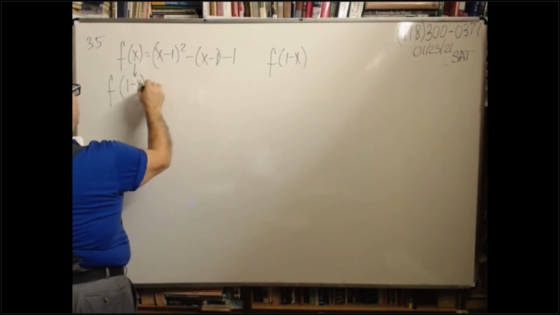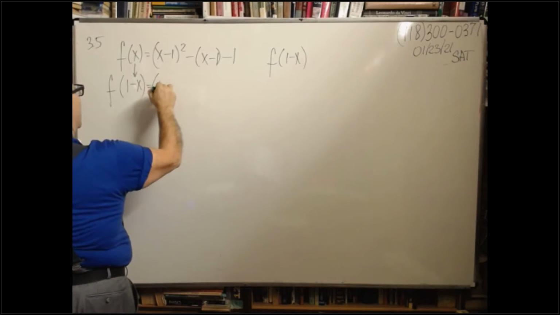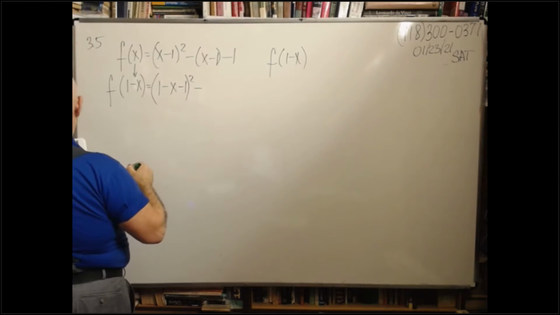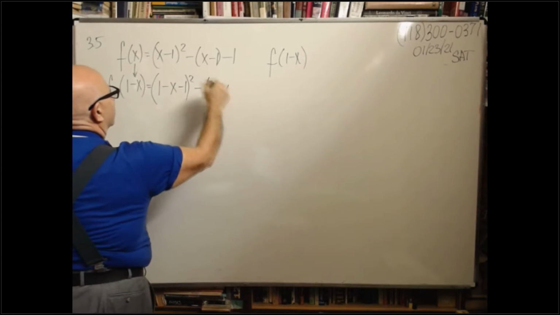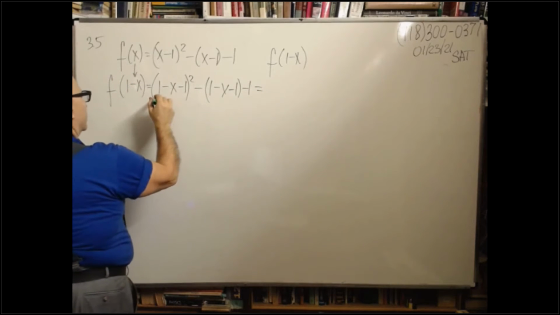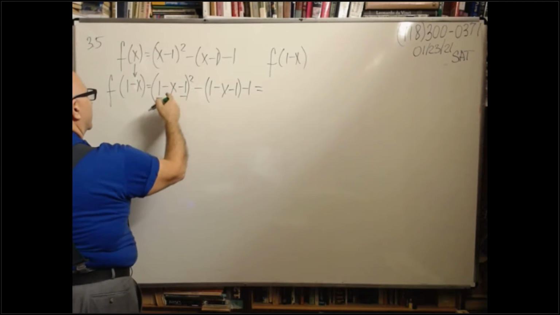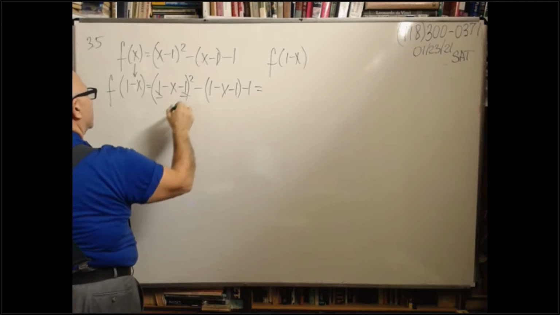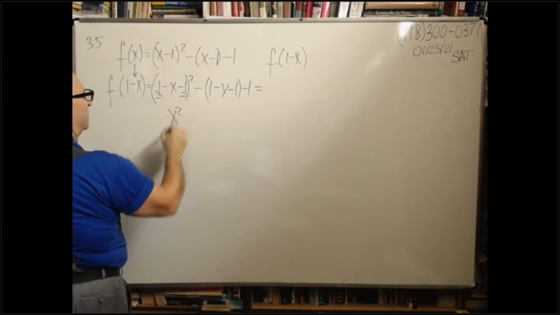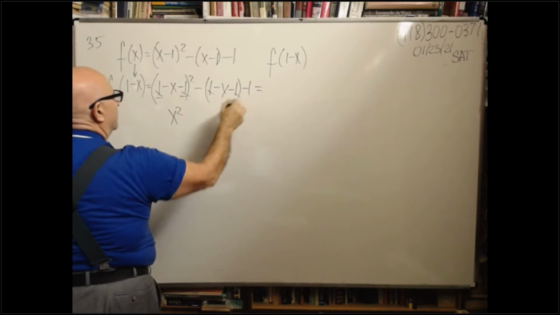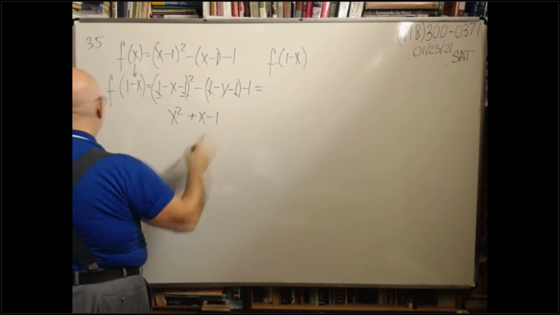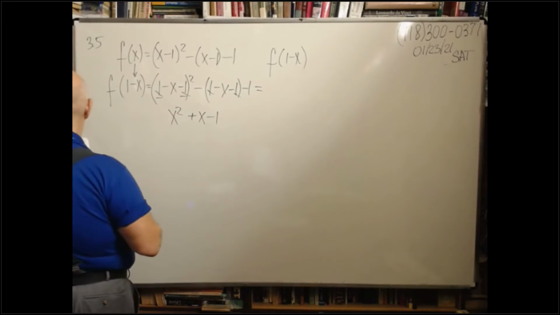You have, instead of x, 1 minus x, and minus 1 to the second, minus 1 minus x instead of x minus 1, and minus 1. Okay, cancel out this and this. You have negative x to second power. What is it? X to the second. This and this cancel out. Minus minus is plus. Minus 1. If you look at multiple choice, this is D.